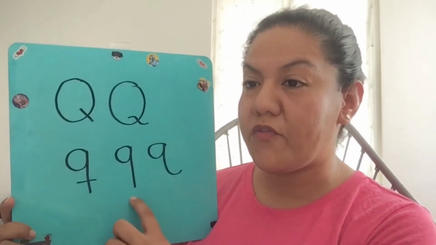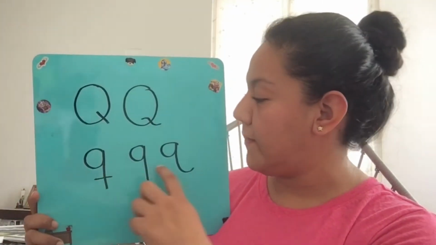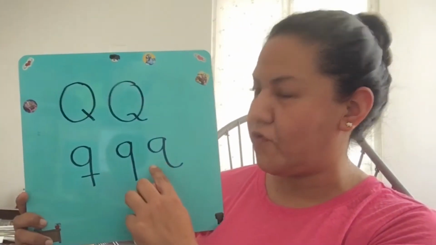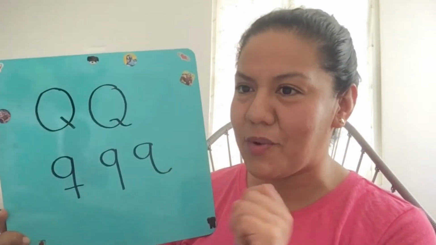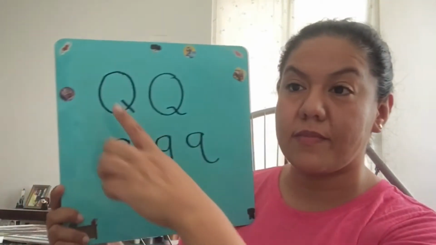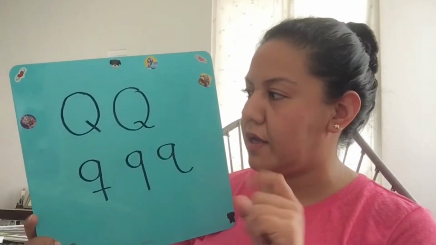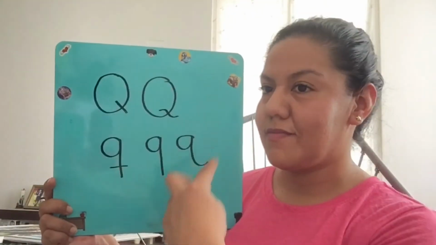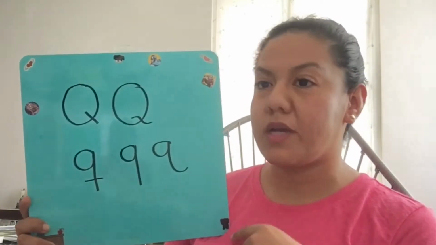But sometimes we can find a Q here, like this, without this little tail. And here in the phonics, we find the Q like this. It's a little weird, but we can sometimes find the letters written with different styles. And here, all of these are Q, uppercase and lowercase.